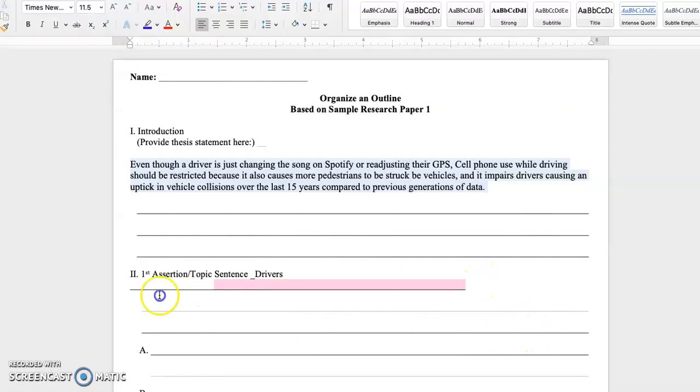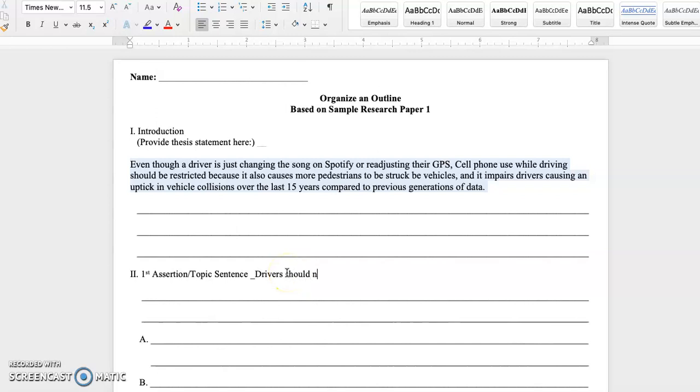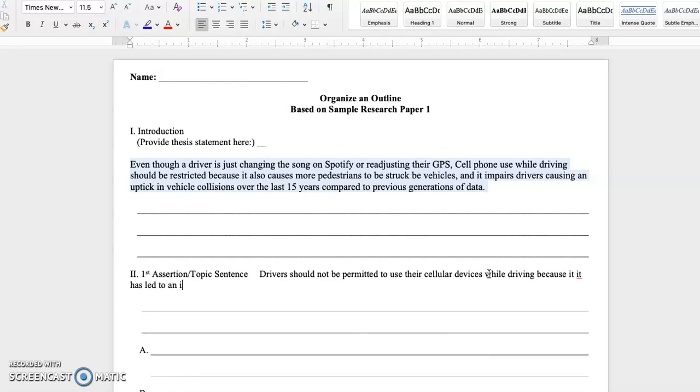Drivers should not be permitted to use their cellular devices while driving because it has led to an increased number of pedestrians struck by vehicles since the inception of cell phones in the United States. So look at this.